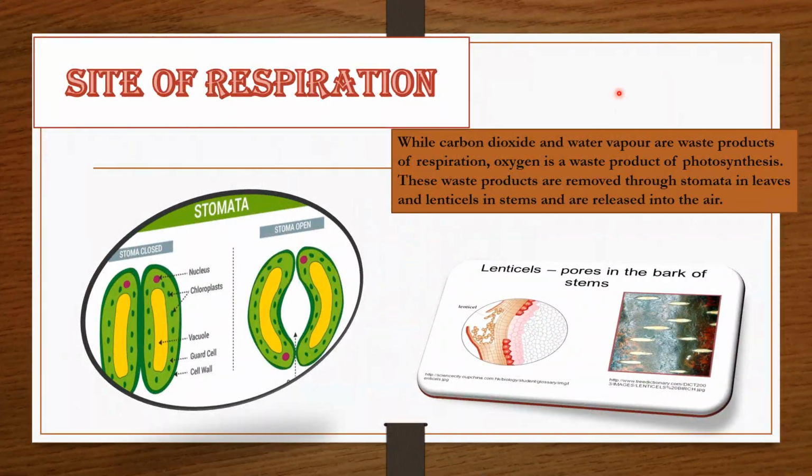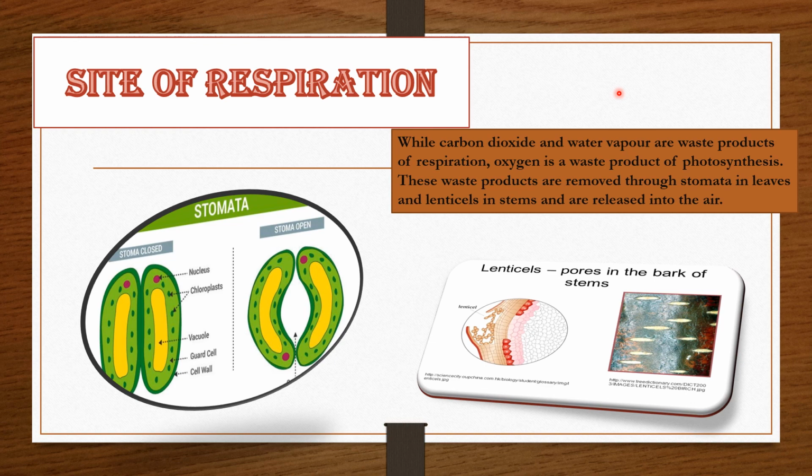Now the next topic is site of respiration and respiration in plants. Plants do not have any specialized organ system for gaseous exchange. They carry out exchange of gases through stomata by the simple process of diffusion. Stomata are present mostly on the under surface of the leaves and on young stems. In older woody stems, stomata are replaced by lenticels.